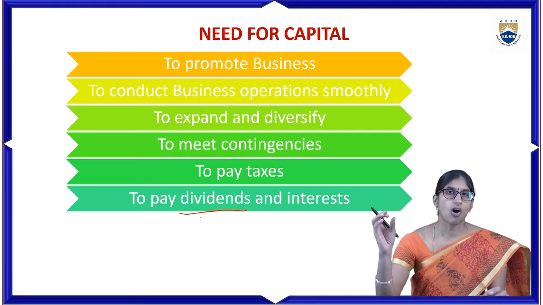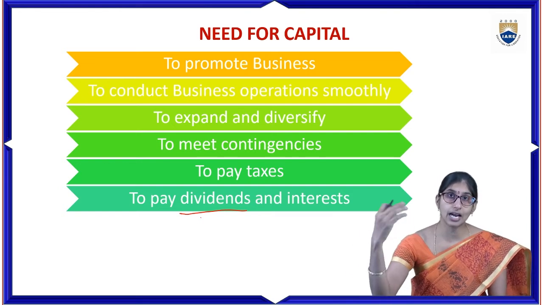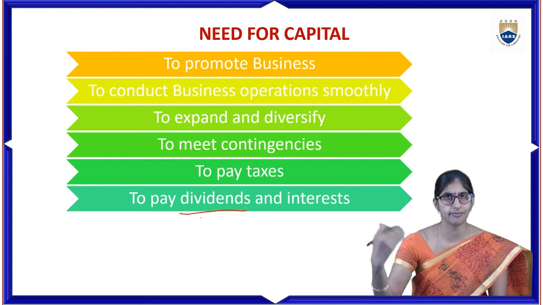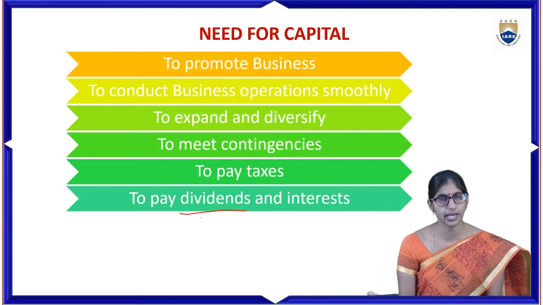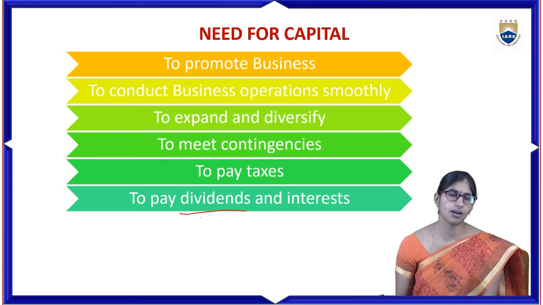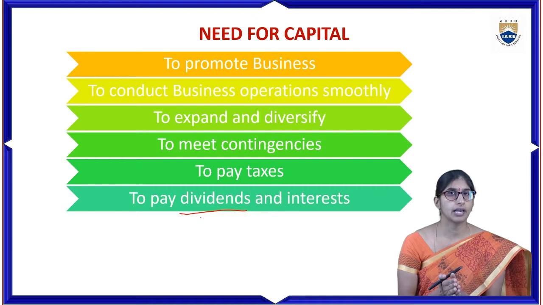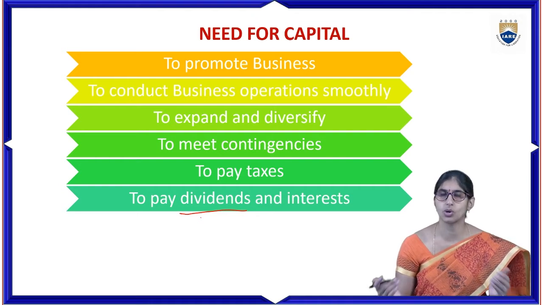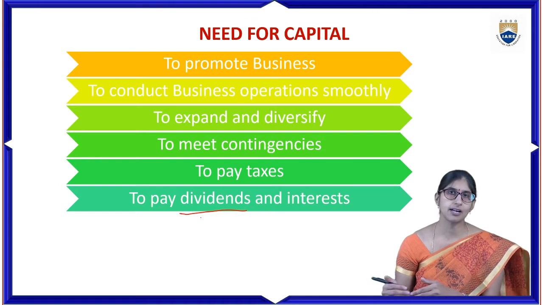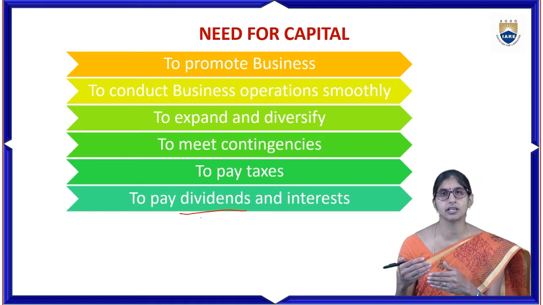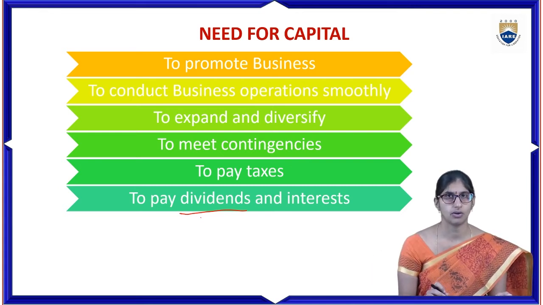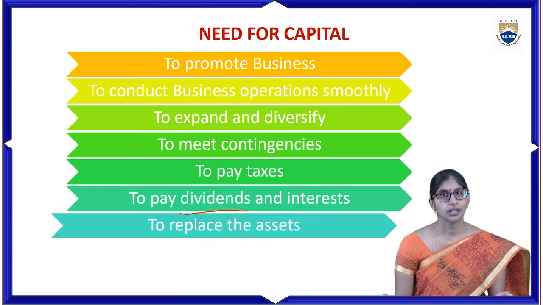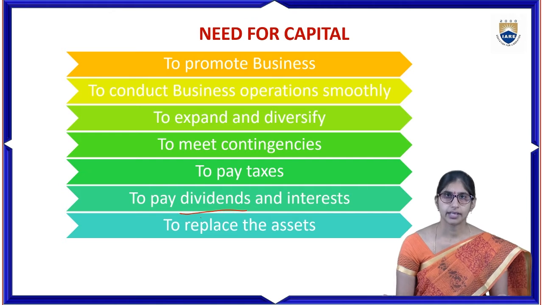So on the profit of that particular business in which I have invested, if that business is doing good and has earned a good amount of profit, then that profit will be shared among all the shareholders who invested in it. And apart from that, the company is going to give a return on the shareholders' funds, which is called dividend. So to pay that also, one must require capital.